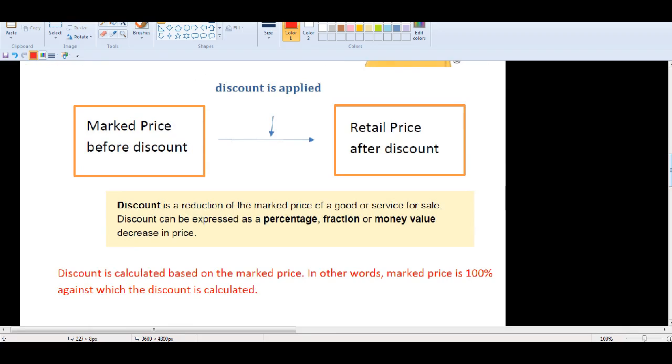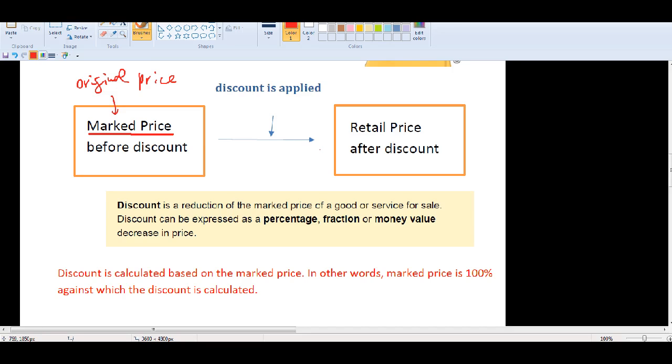Okay, so see the relationship. Before the discount is a price called the mark price. Mark price means the price after you add some markup on the cost price. Another name for mark price is the original price, which is the price before discount. Then you apply the discount, and it becomes the retail price that the customers or consumers are going to pay.